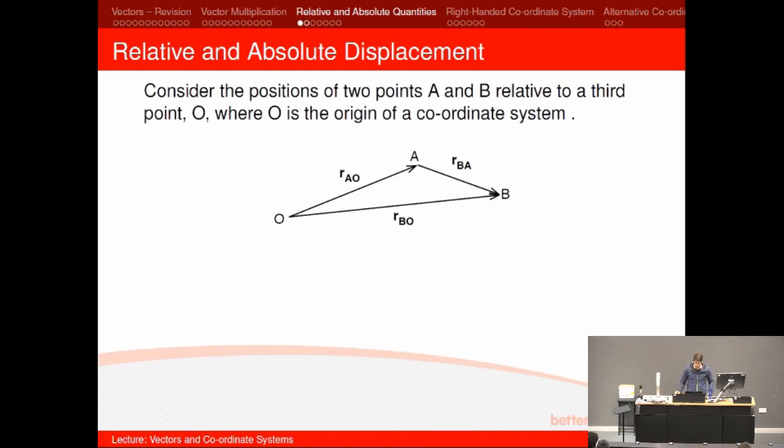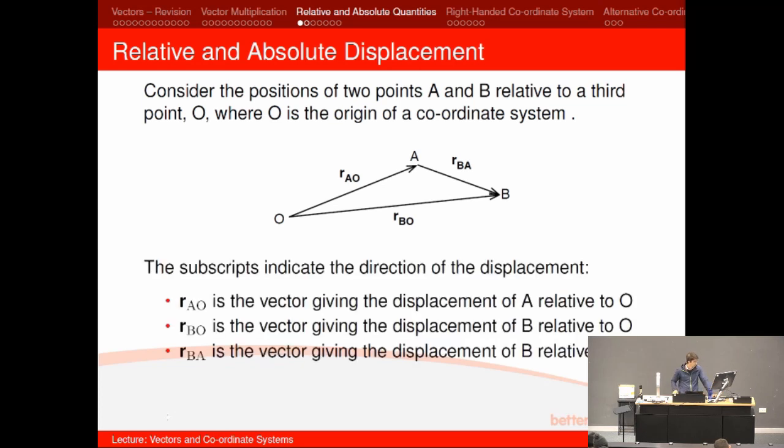All right, next up is relative and absolute quantities. Again, if we use vectors, we can consider the positions of 2 points A and B relative to a third point O, O being the origin of the coordinate system. Then there are a few ways you can write these vectors. You use subscripts. RAO is the vector giving the displacement of A relative to O.